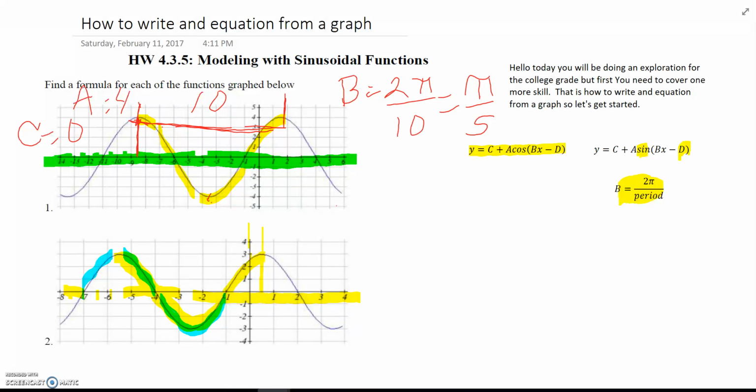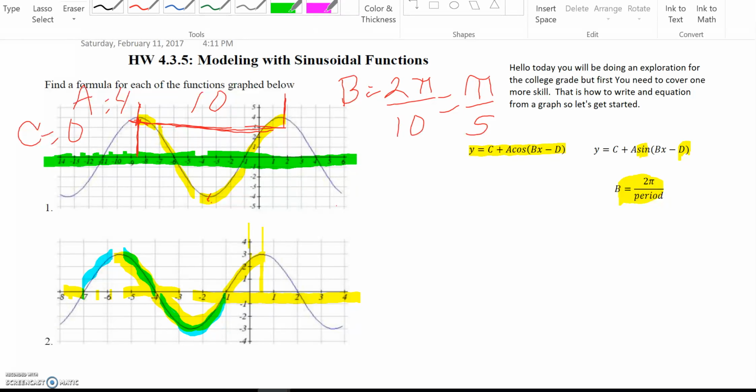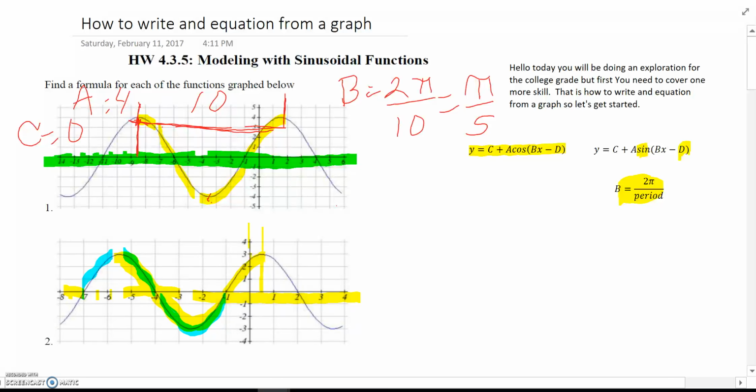Now the last thing we want to look at is our d value. On your cosine function, as you can see highlighted in yellow, we want to look at that distance from where it would start, because a cosine usually starts on the y-axis. So we've got a distance here that looks to be about 2. So we have a shift to the right if we started it here. Say we were focusing on this one. A shift to the right of 2. So right 2.